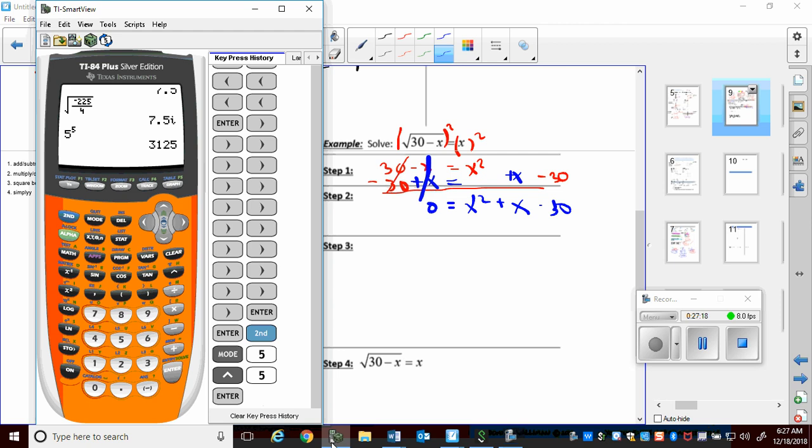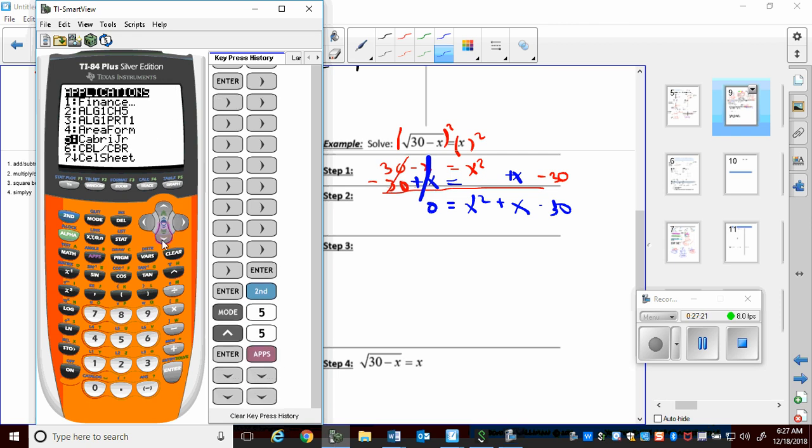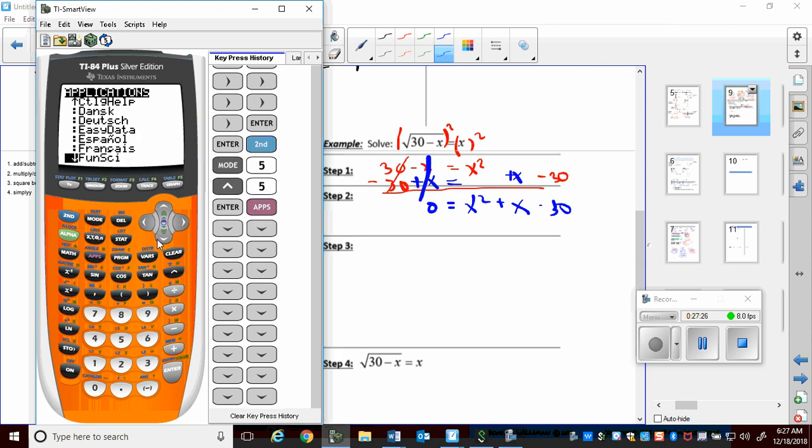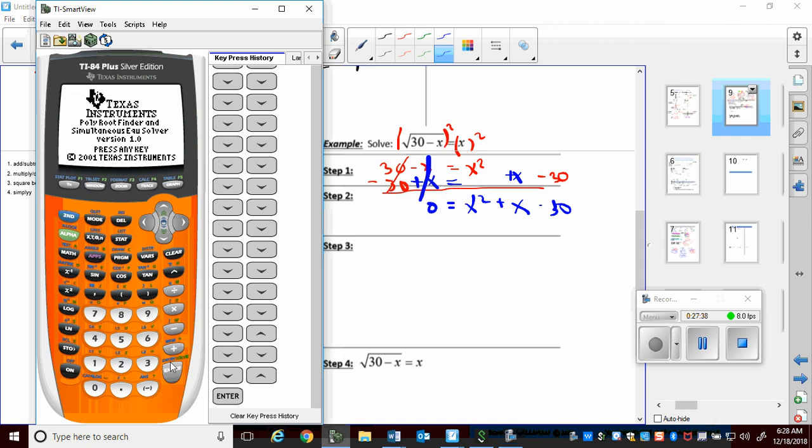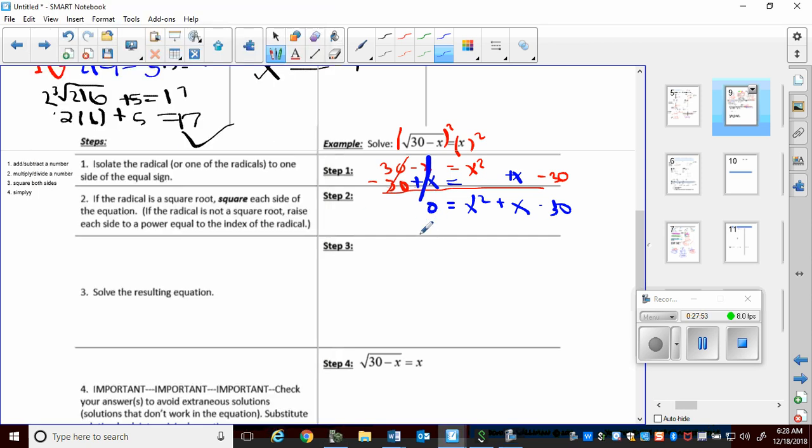So if you go to your calculator, go to apps, and go down to poly simulations and put these numbers in. It's relatively easy to factor. And what you'll find is you'll have two numbers. The number in front of x squared is 1, the number in front of x is 1, and the last number is negative 30. Press graph for solve, and I get x equals 5 and negative 6.